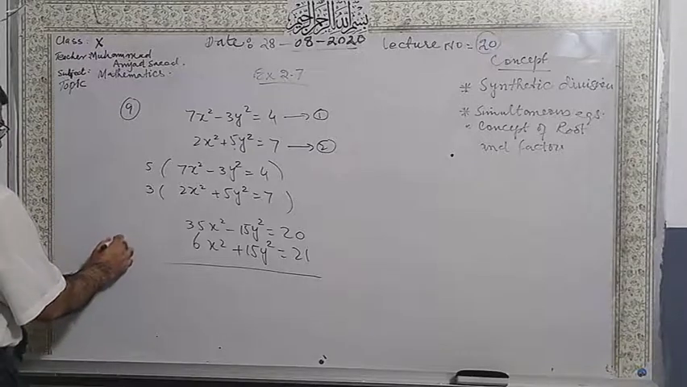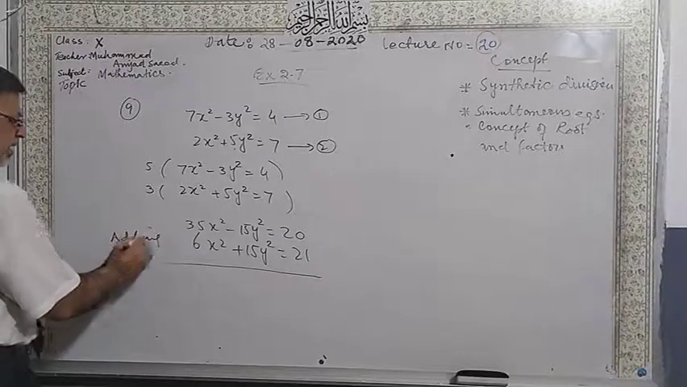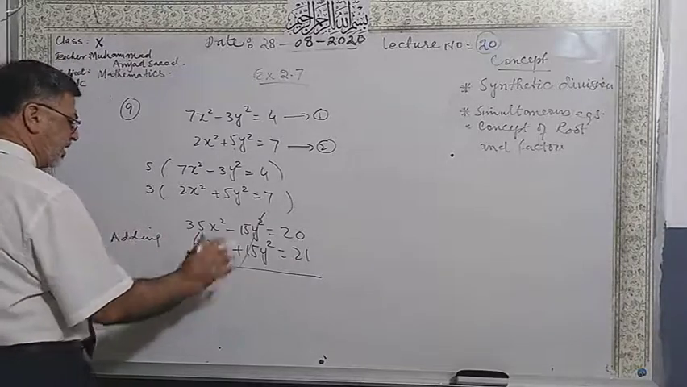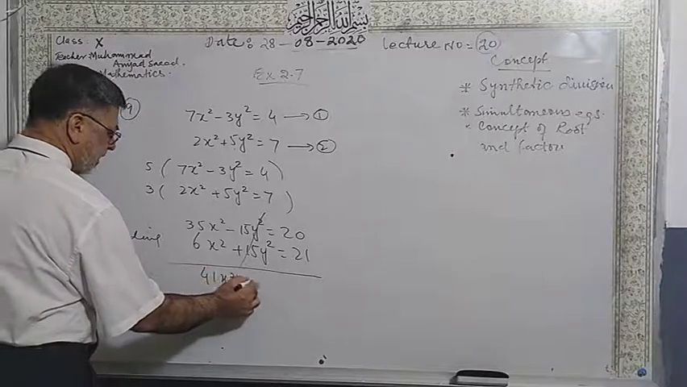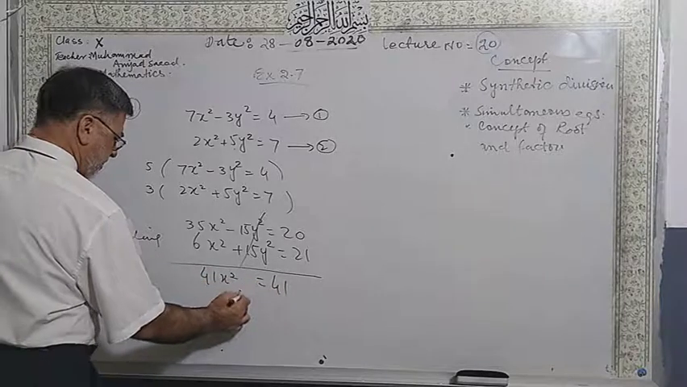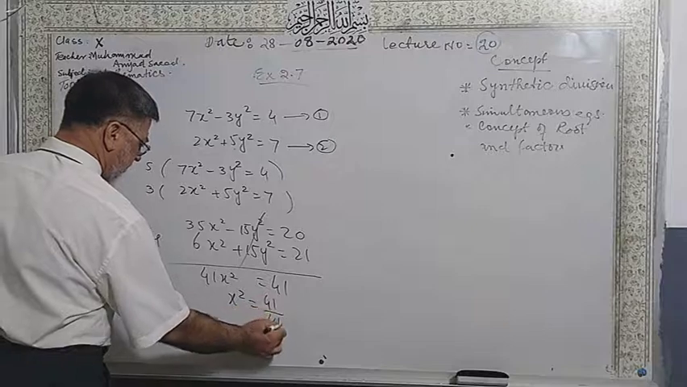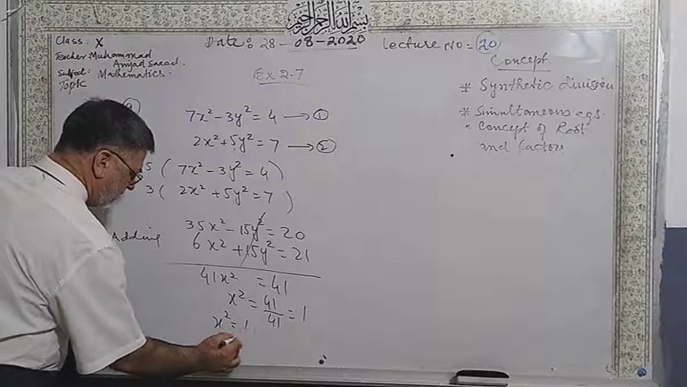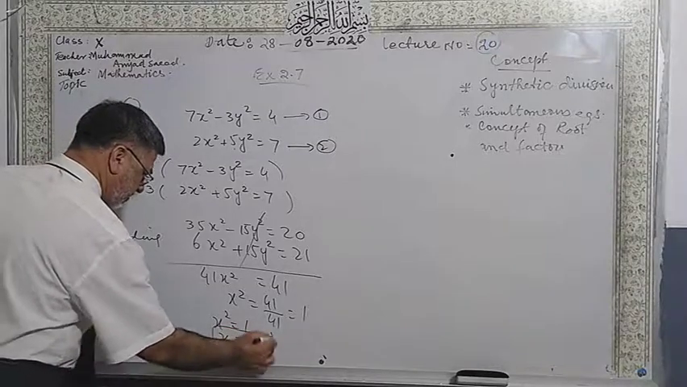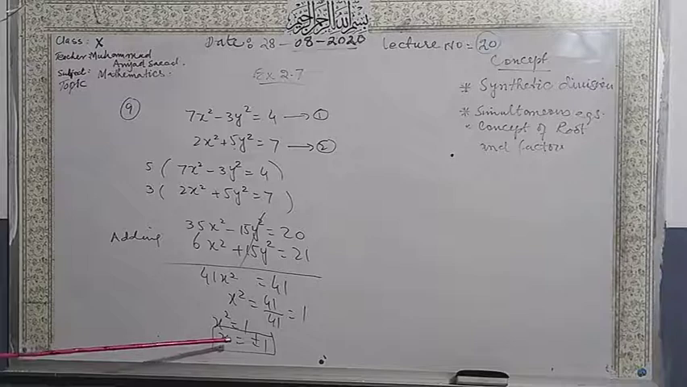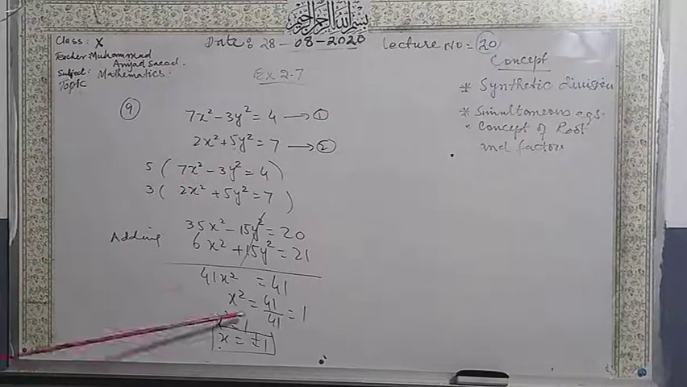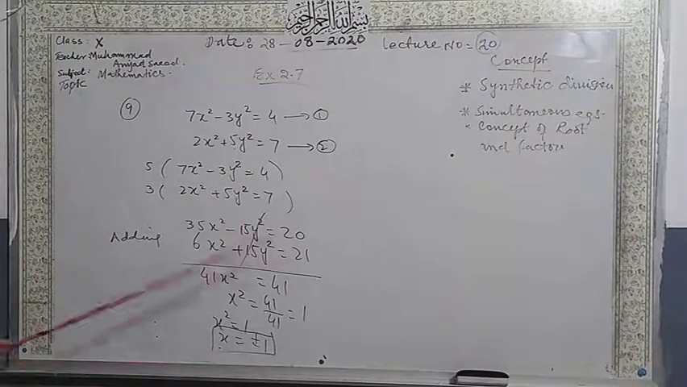Now adding, because this is minus and this is plus, already they have the opposite sign, cancel them. 41x square is equal to 41, and x square is equal to 41 over 41, that is 1, and x is equal to plus minus 1. Put this value of x anywhere in equation 1 or 2. Then we can find the value of y.